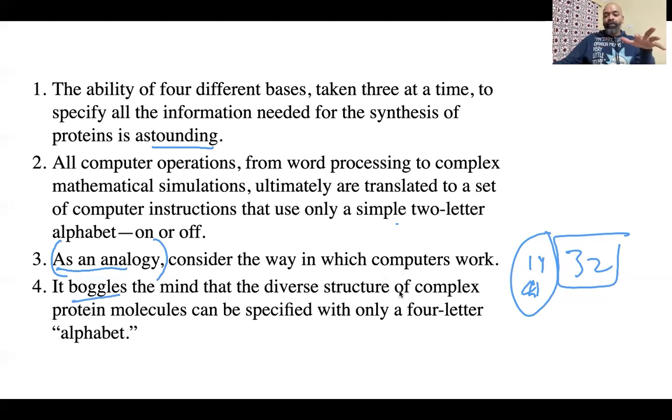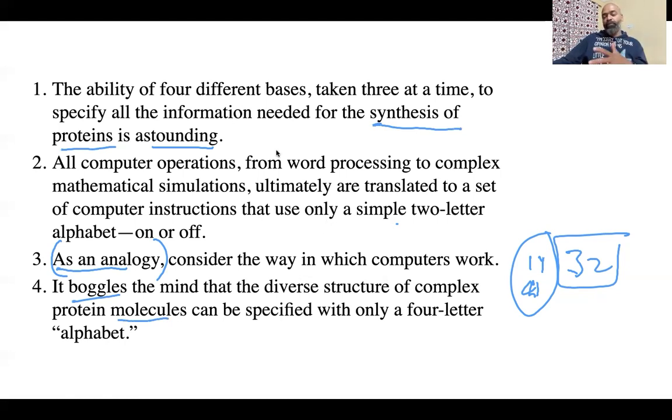Now you have to understand the point where 1 and 4 have to be differentiated, right? Because here 3 is not going to help you. 1 can also come in front of 3, 4 can also come in front of 3. So you'll have to figure out between 1 and 4 what exactly is the upstream argument. The ability of 4 different bases taken 3 at a time to specify all the information needed for the synthesis of proteins is astounding. It boggles the mind that the diverse structure of complex protein molecules can be specified with only a 4-letter alphabet. Okay, now synthesis of proteins is the bigger idea.